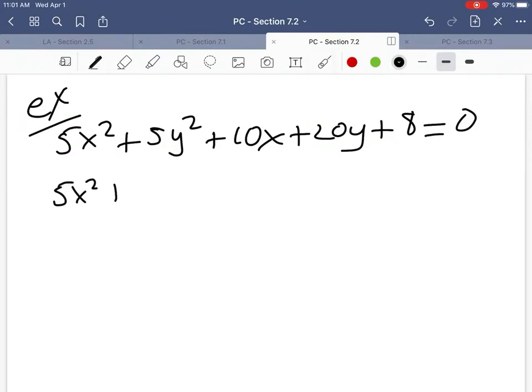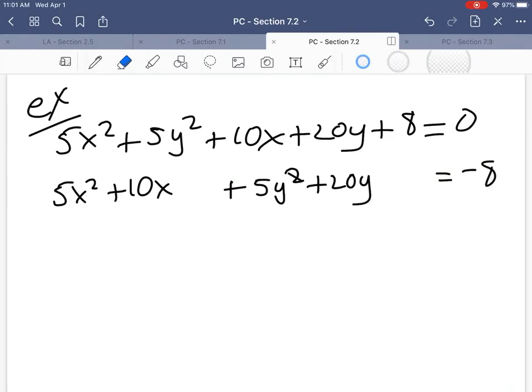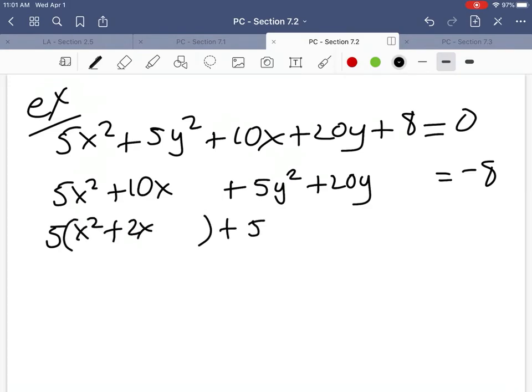I've got 5x squared plus 10x, and over here I have plus 5y squared plus 20y, and the 8 can go away to the other side. As I factor this out, I need to take these 5s out. Notice that they match, and that's something particular with circles; with ellipses it's going to be a little different. So I'm going to take out the 5. That leaves me x squared plus 2x. Leave a little space. Divide out the 5 here. It leaves me y squared plus 4y, leave a little space, equals negative 8.